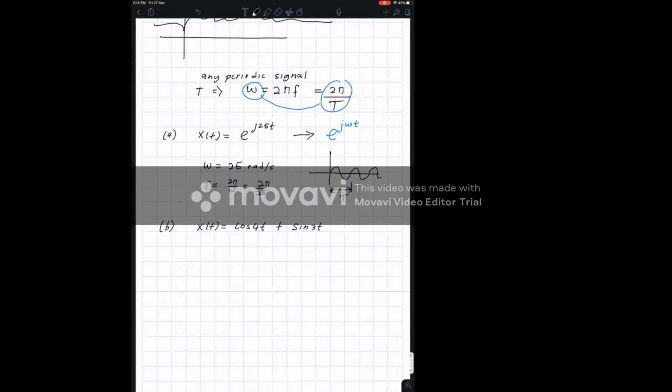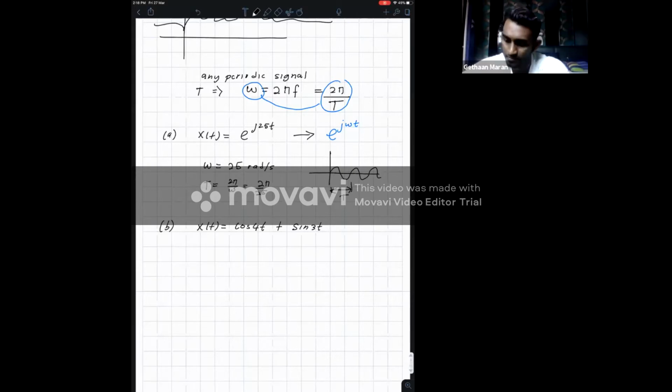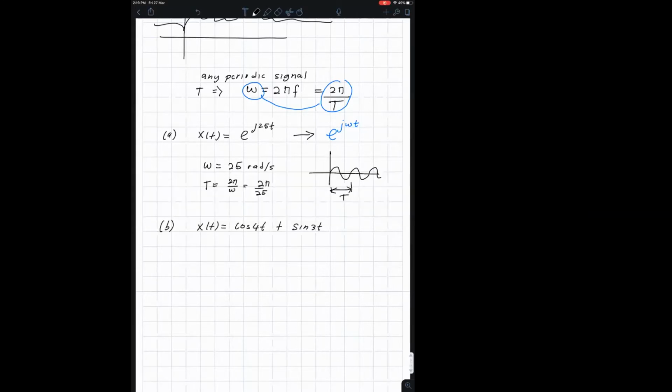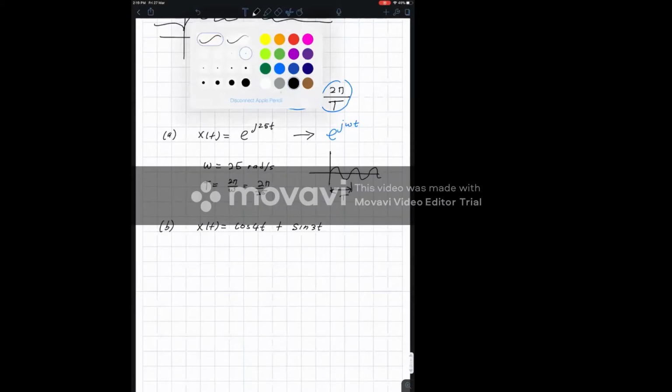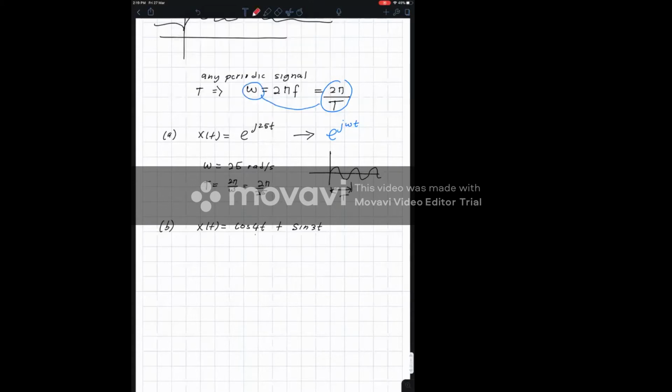So we have a signal here that is composed of two other signals with two different frequencies. You can call this omega 1 and this omega 2. When you add these two signals up, the question is: are they going to be periodic also?